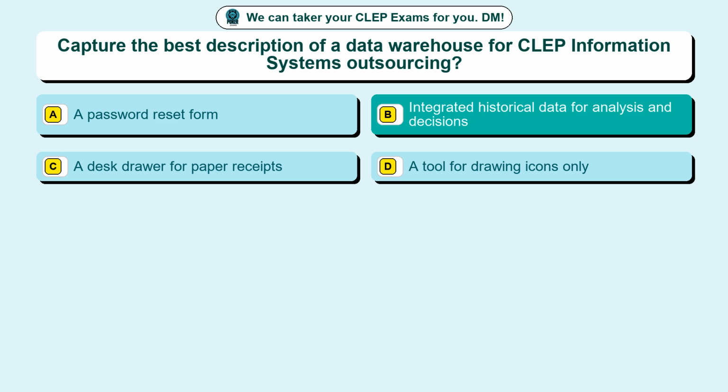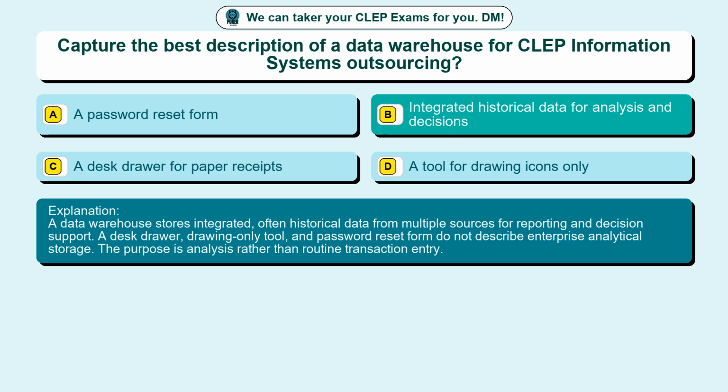The correct answer is option B. Integrated historical data for analysis and decisions. A data warehouse stores integrated, often historical data from multiple sources for reporting and decision support. A desk drawer, drawing only tool, and password reset form do not describe enterprise analytical storage. The purpose is analysis rather than routine transaction entry.